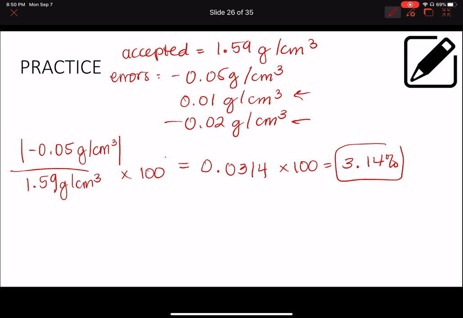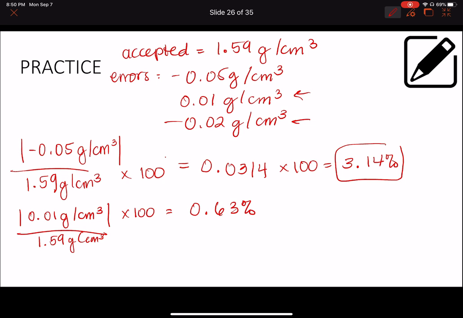Okay, so let's do the other ones. Hopefully you tried it out on your own. So again, absolute value, I'm going to try to make them all fit here, otherwise I'm going to have to erase the other one. Absolute value divided by our accepted value, sorry for the messy writing there, times 100. Right, so hopefully your final answer was 0.63%. And yes, you can have decimals for percentages. Again, percent just means you multiply by 100, so you have to move the decimal over.